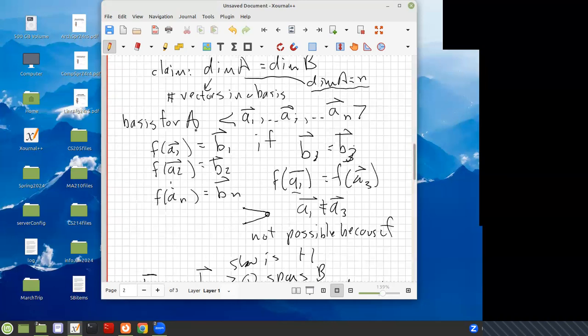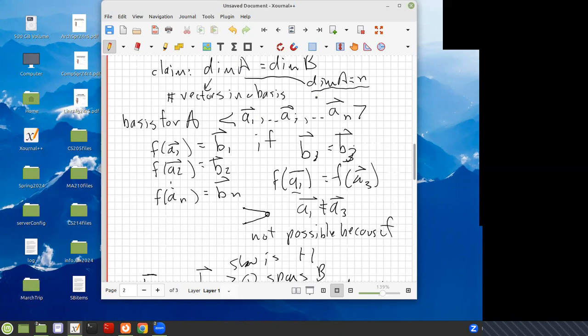Yes, the point is that we started with a basis for A. We just chose this. We know that because A is a vector space, it has a basis. So we choose a basis, and it has a dimension n. So we have n vectors. All we know about the A's is that they form a basis. That means they're linearly independent and they span the space A.